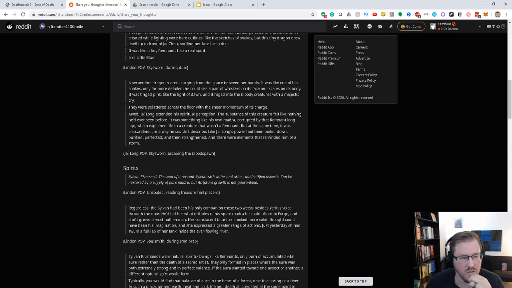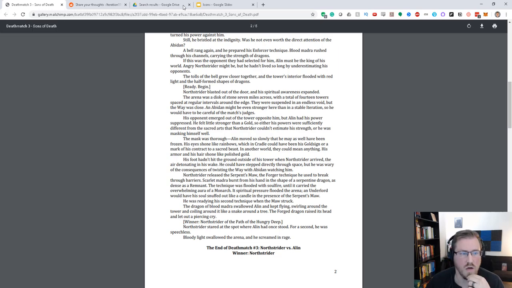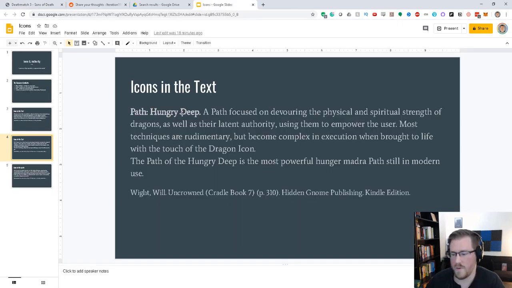Awed, Jai Long extended his spiritual perception. The substance of this creature felt like nothing he'd ever seen before. It was something like his own Madra, corrupted by the remnant long ago. But at the same time, it was also refined in a way he couldn't describe. Like Jai Long's power had been boiled down, purified, perfected, and then strengthened. And then there were elements that reminded him of a storm. So Jai Chen uses the Arc Stone to absorb everyone's Madra.